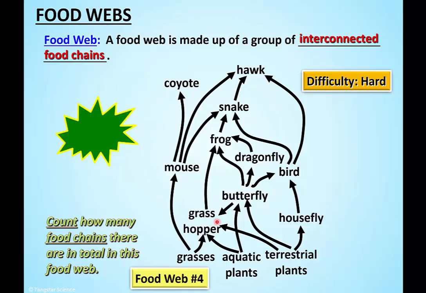I'm not going to show you the answer, but I will say that's all for this lesson. It's a really short one. And the primary thing you're going to get out of this is that food webs are composed of multiple food chains, and that those food chains are interconnected with one another.